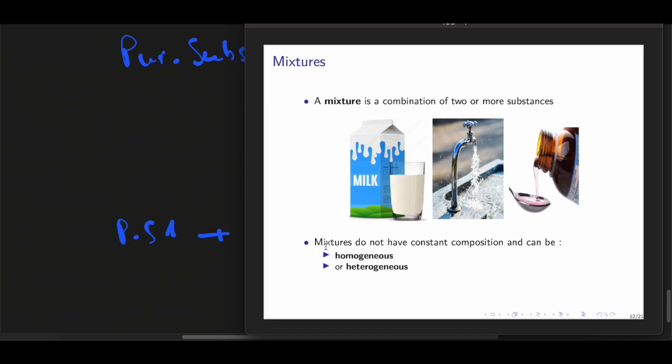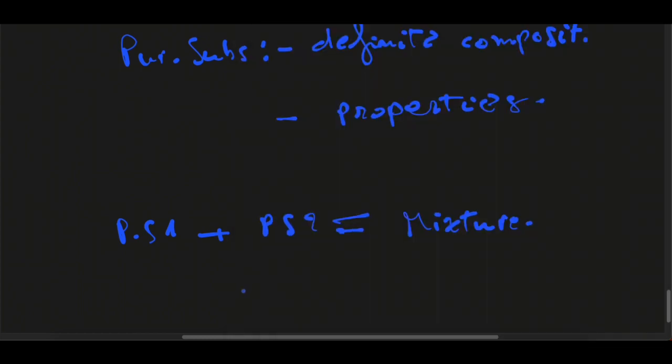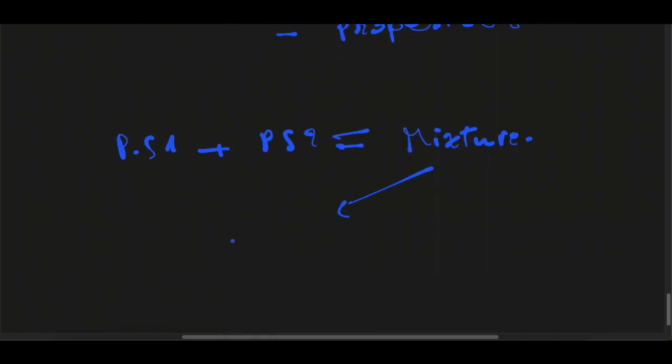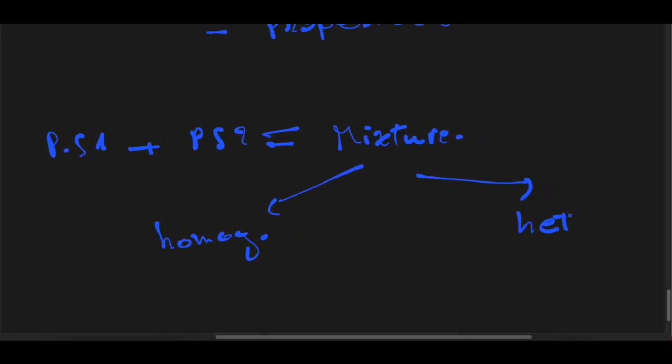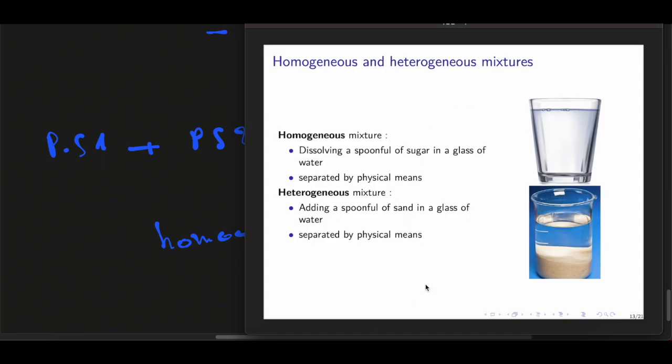And when we talk about mixtures, we have to define the type of mixture. We have 2 types of mixture. A mixture can be either homogeneous or heterogeneous. Let's see the difference between them.